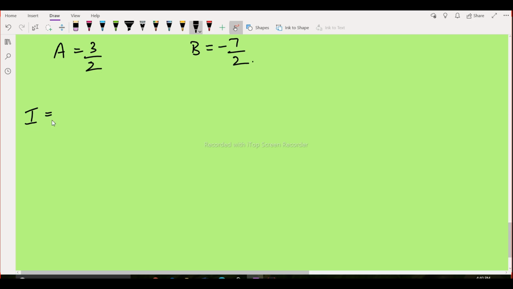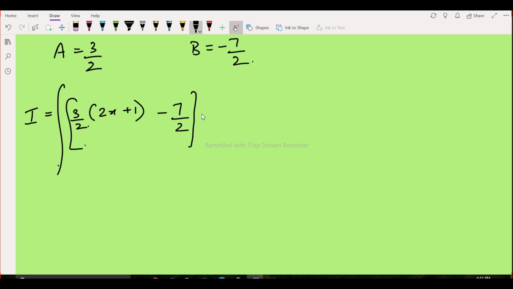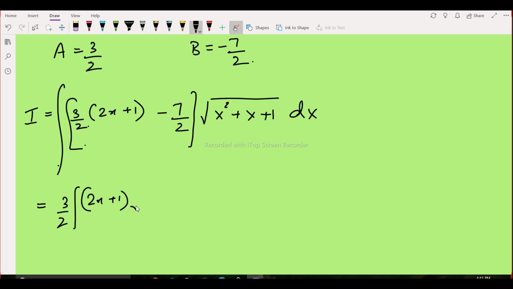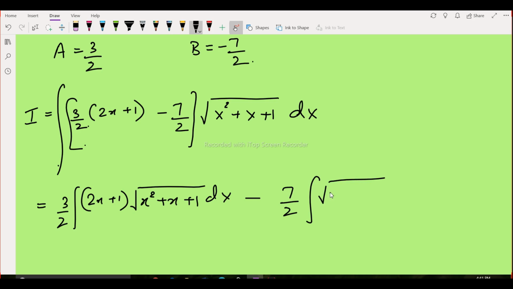So integration is, instead of that linear equation, I'll write 3 by 2 times the derivative of the quadratic, which is 2x plus 1, plus b, which is minus 7 by 2. This is the linear equation. Instead of this, I'll write this integration of root of x square plus x plus 1 dx. Now you can multiply this, and what you'll get is 3 by 2, I'll take outside, integration of 2x plus 1 square root of x square plus x plus 1 dx minus 7 by 2 integration of root of x square plus x plus 1 dx.